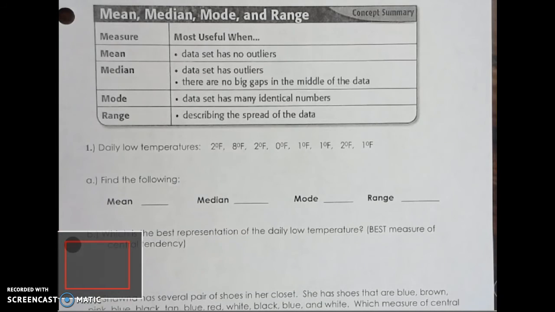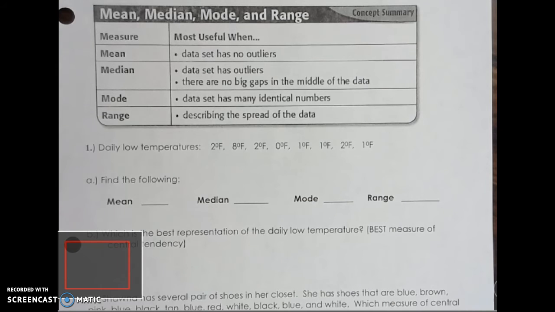We're going to move on to some statistics review now. We're going to start by looking at the measures of central tendency, mean, median, and mode, and we're also going to look at the range as well. In the first example, we're looking at daily low temperatures, and there's our list, and we have to find the mean, the median, the mode, and the range for those low temperatures.